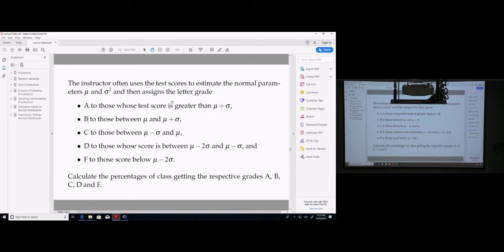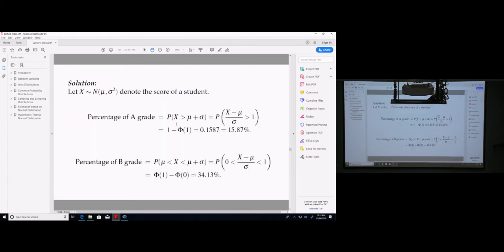So if you are one standard deviation above the average, according to this example, you will be given an A. If you are above the average, but within one standard deviation above the average, you will be given a B, and so on and so forth.